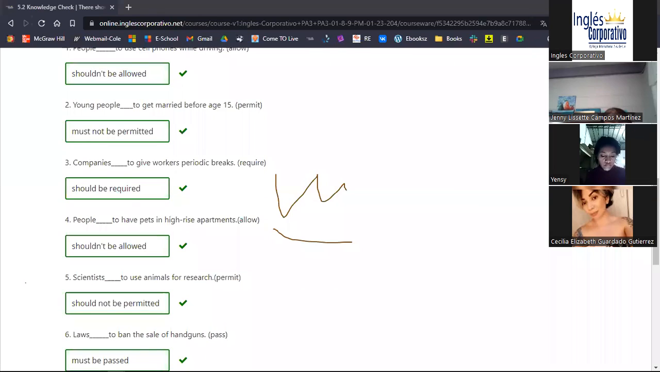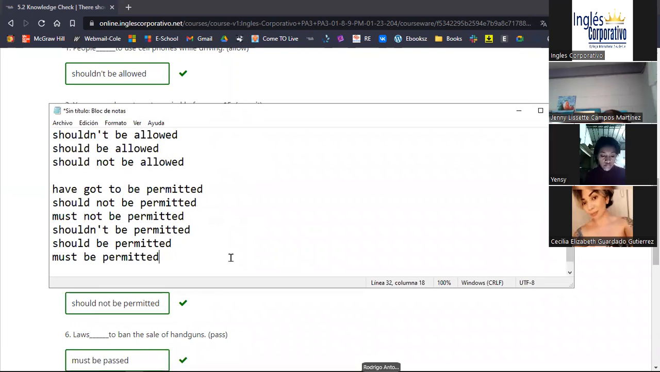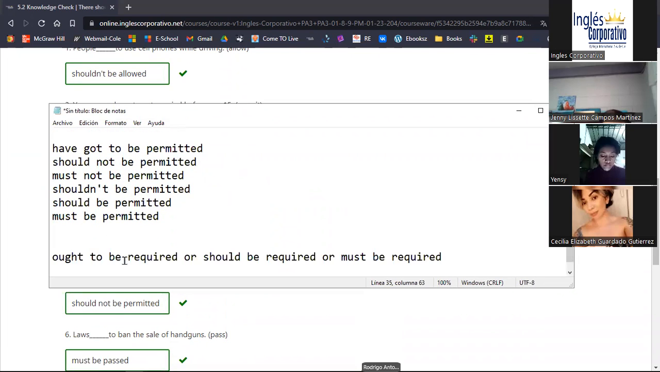Okay. Creo que Rodrigo Antonio está escribiendo, solo espérame, vamos a borrar. Va. Ahora sí.